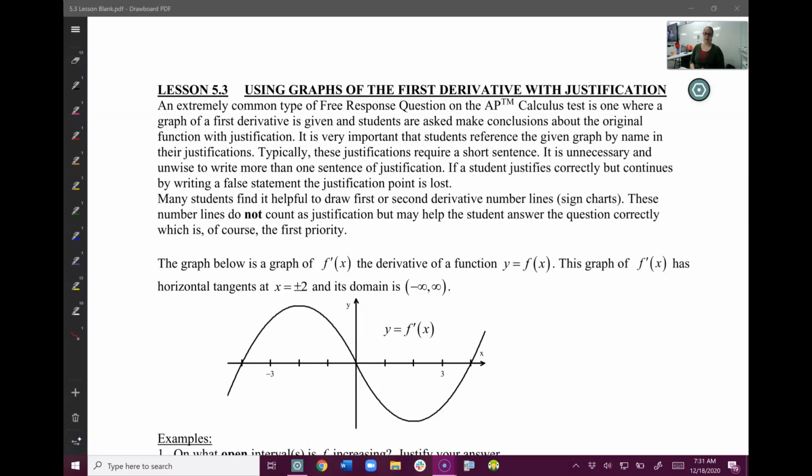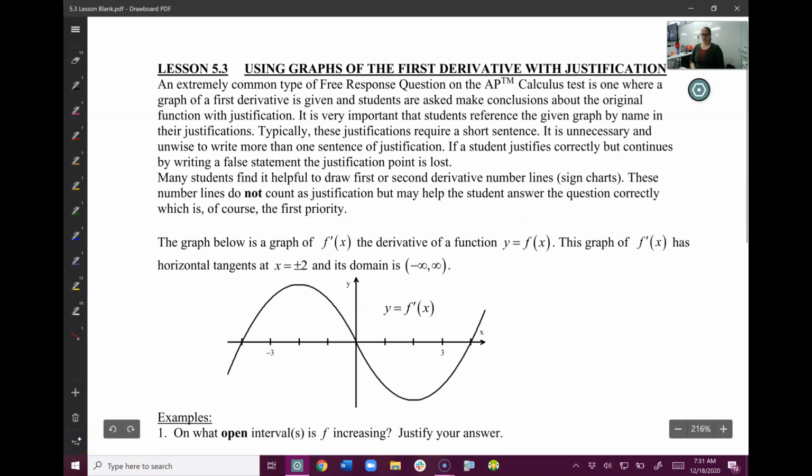Welcome to lesson 5.3. This lesson is about using graphs of the first derivative to answer questions. And here's the important part: with justification. These answers always have answer because, and then you justify why that's the answer.